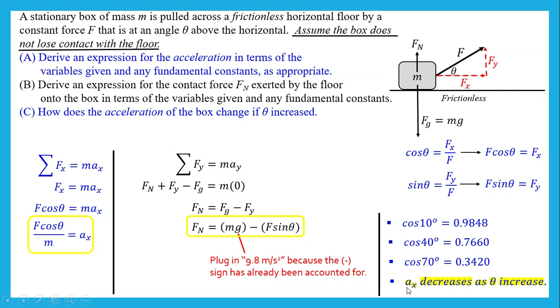Okay, so conceptually that makes sense to me. It says a x here decreases as theta increases. So as the angle gets steeper and steeper, your force is less and less in the x direction. Because it is less and less in the x direction, the acceleration becomes less and less as well. All right, so that is the answer for part C.